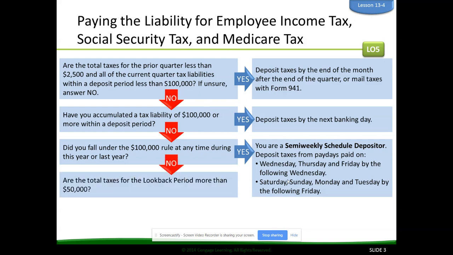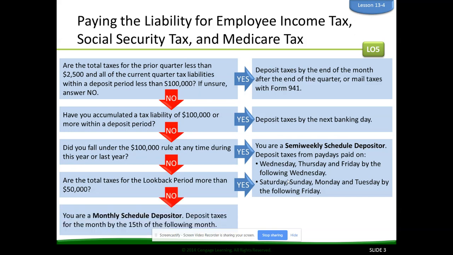If you answer no to that, are the total taxes for the look-back period more than $50,000? If yes, then you're a semi-weekly scheduled depositor again. If no, you are a monthly scheduled depositor. Deposit taxes for the month by the 15th of the following month. So this is what they have to look at to decide when or how often they have to pay their payroll taxes.